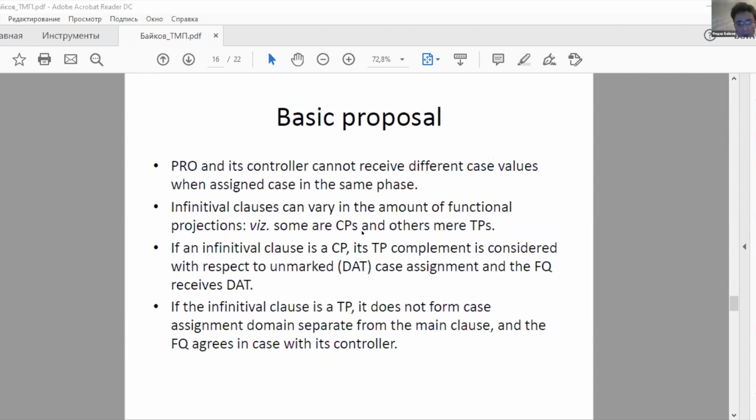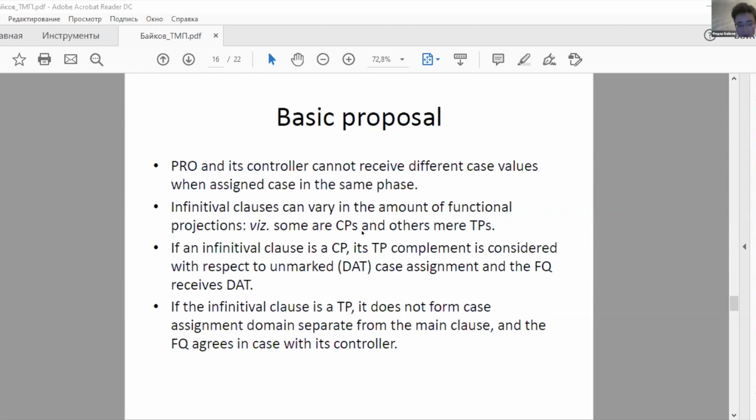What's my basic proposal? I propose that PRO and its controller cannot receive different case values when they are assigned case in the same phase. It's one more assumption, and moreover, I assume that infinitival clauses can vary in the amount of functional projections that they include. Some are CPs and others are mere TPs.